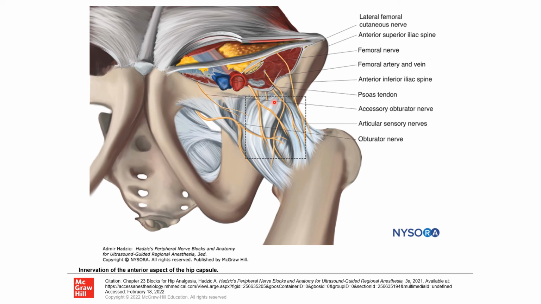The articular innervation of the anterior hip capsule is composed of branches from the femoral nerve, located right underneath the fascia iliaca, lateral to the femoral artery. The obturator nerve, which is going to be coming from the obturator foramen medially, and the accessory obturator nerve, which runs over the superior pubic ramus, located right here.